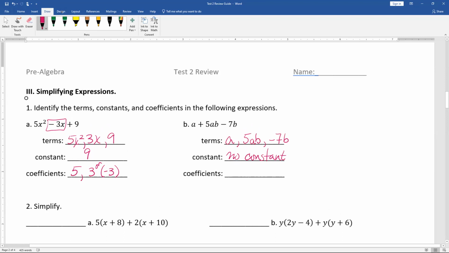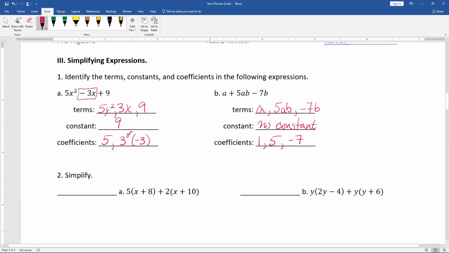Okay. What are my coefficients? What's the coefficient of A? 5, 7. Or 5, -7. Yeah. Guys, get it right. All right, remember if you have no number in front of a variable, your understood coefficient is always 1.